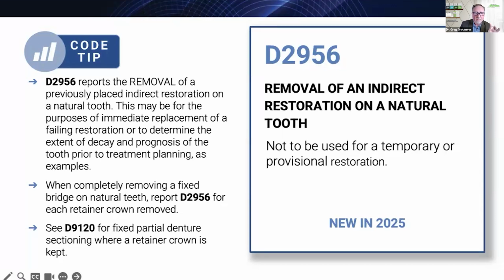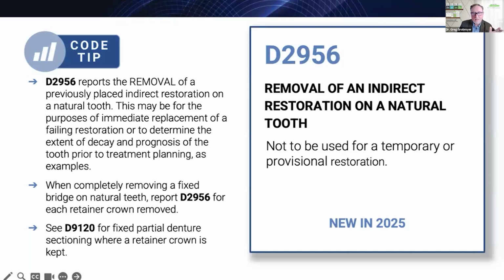This code is to be used and reported once for each crown that's being cut. So if you've got a 3-unit bridge, you're going to code this once for each retainer crown, okay? Not for the pontic. So it's not for each unit of that bridge. It's the ones that are actually getting cut. And so that's the thing.